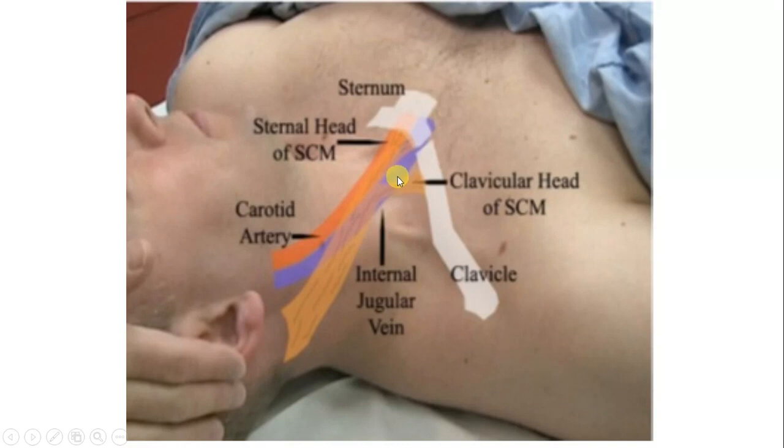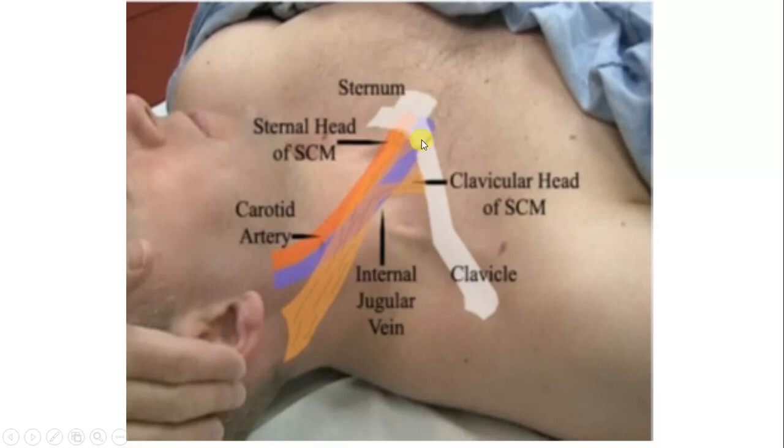The right side is most commonly used because the pathway for this is a straight one. You can come through the left side if you are unable to use the right side, but this will be a more curved pathway, and a longer catheter is needed on the left side than on the right side. So the right side is more feasible, more easily approachable than the left side. So most commonly the right side is used.